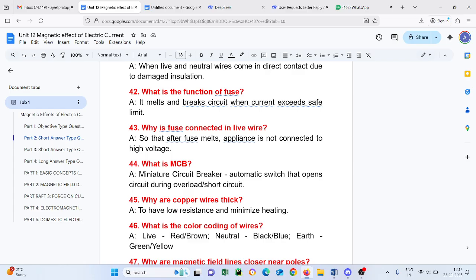What is the color coding of wires? Live wire, red or brown. Neutral wire, black or blue. Earth wire, green or yellow.